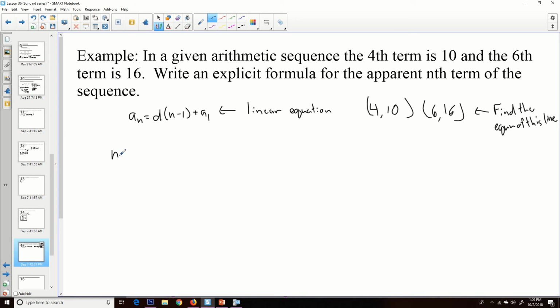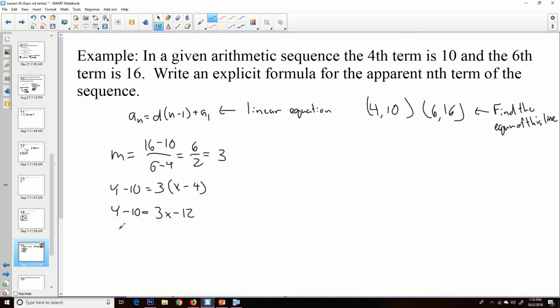And so then you're going to find the slope, m, and you'll notice that the slope and the common difference end up being the same thing. So 16 minus 10 over 6 minus 4 gives me 6 over 2, which is 3. And then I can use the point slope form: y minus y sub 1, so y minus 10 equals m times x minus x sub 1, which is 4. So I get y minus 10 equals 3x minus 12, and then y equals 3x minus 2.